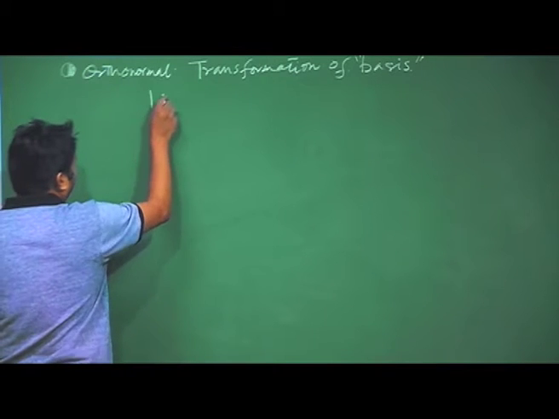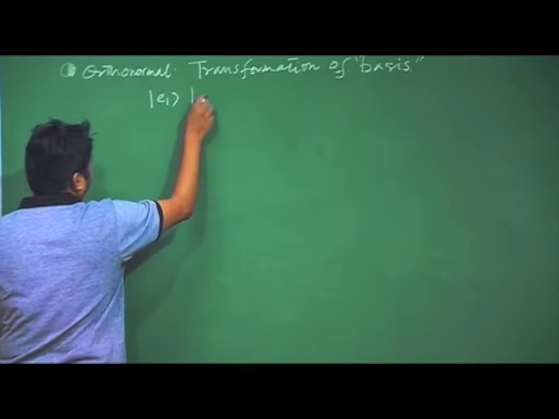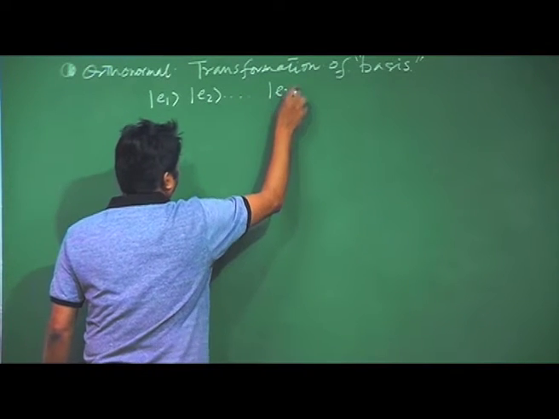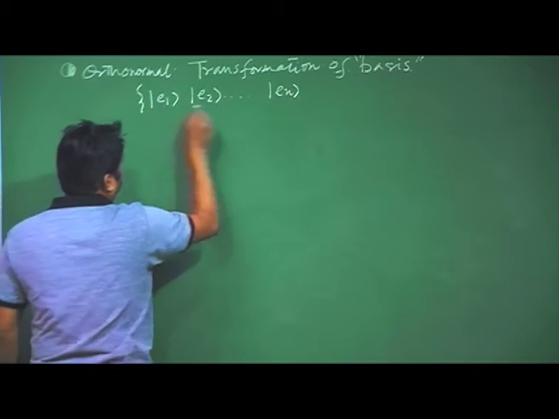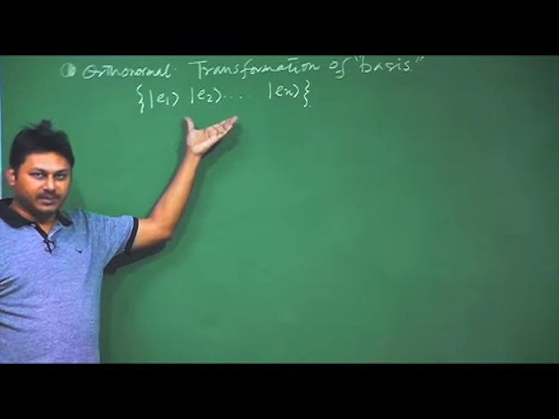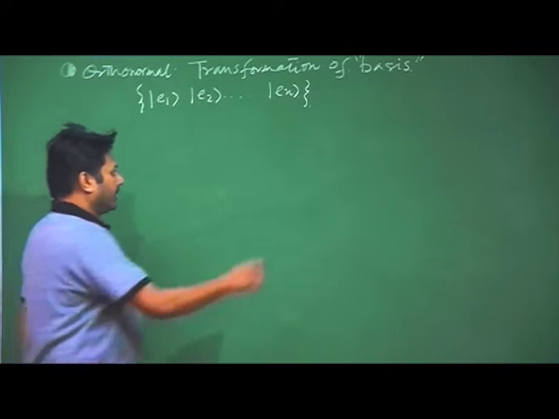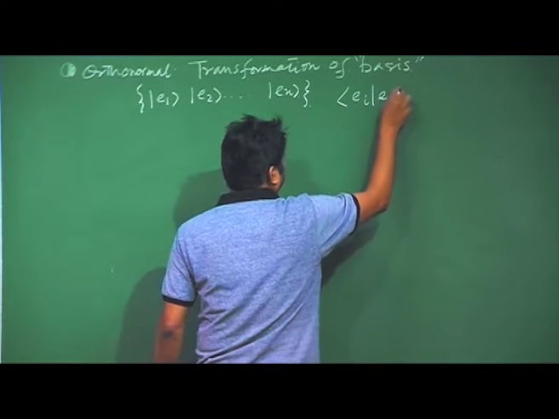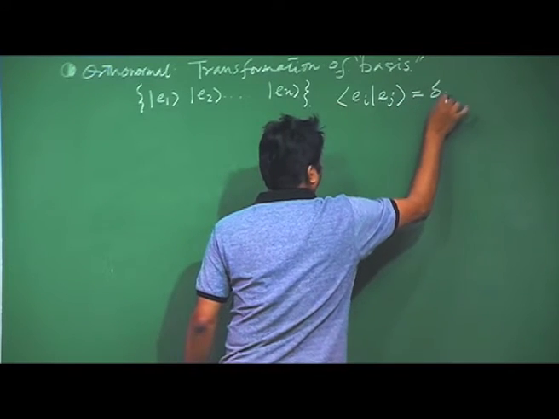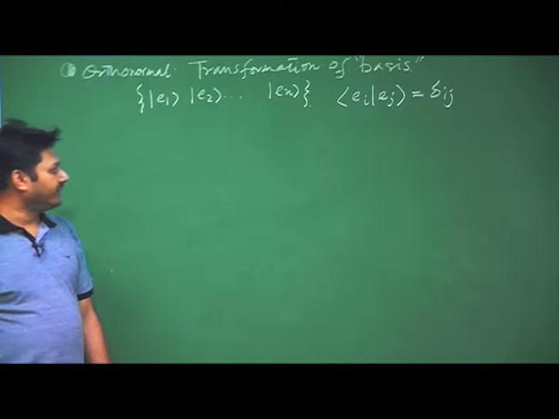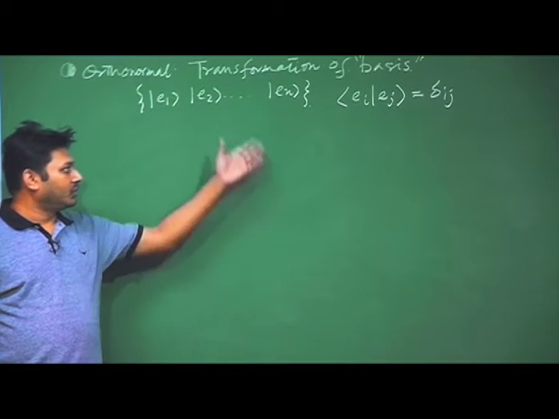Say E1, E2, En are a set of vectors which are forming a basis where this condition is satisfied. This is the condition of orthonormality. Several times I mentioned. So, this is that.